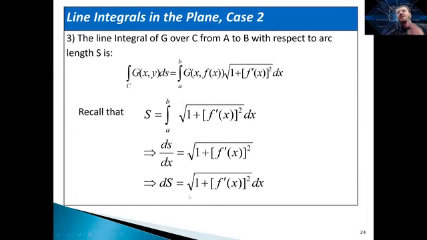Case number 3. Remember, x doesn't change. What's the derivative of x? 1. So if I want to integrate with respect to s, the derivative of x is 1. Here it is. When you square it, you still have 1. What's the derivative of y? F prime. So f prime square, and then dx, and that's it.